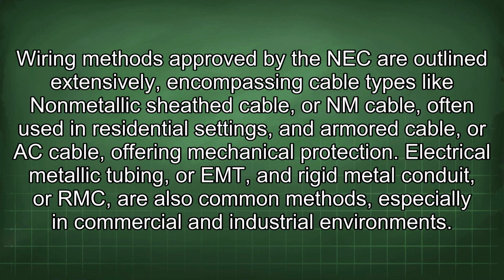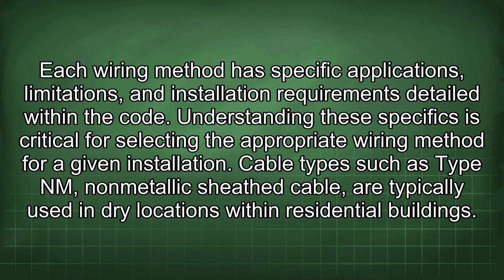Wiring methods approved by the NEC are outlined extensively, encompassing cable types like non-metallic sheathed cable or NM cable, often used in residential settings, and armored cable or AC cable, offering mechanical protection. Electrical metallic tubing, or EMT, and rigid metal conduit, or RMC, are also common methods, especially in commercial and industrial environments. Each wiring method has specific applications, limitations, and installation requirements detailed within the code. Understanding these specifics is critical for selecting the appropriate wiring method for a given installation.